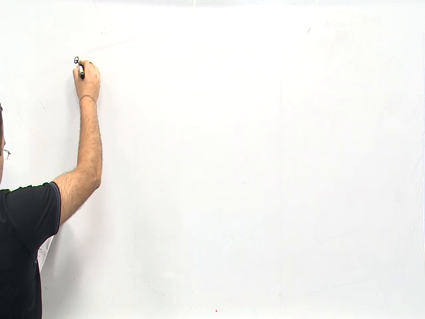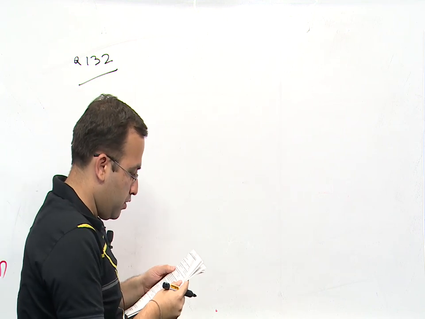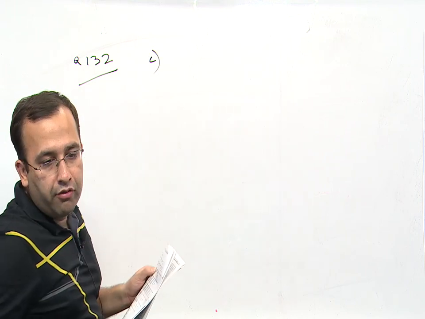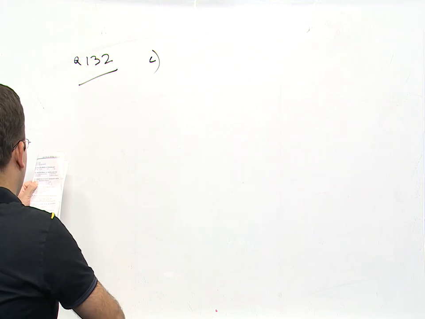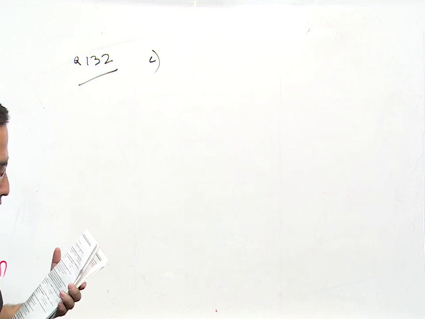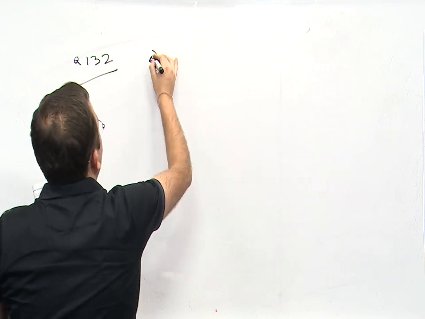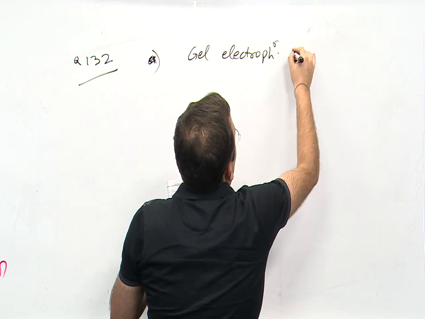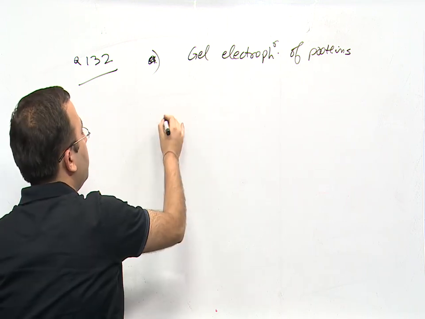Next, question 132. Which of the following is true regarding Western blot? I think we have skipped a question. We are done with question 131, anti-apoptotic. Next, the answer with respect to Western blotting: it is gel electrophoresis of proteins. Easy to remember.